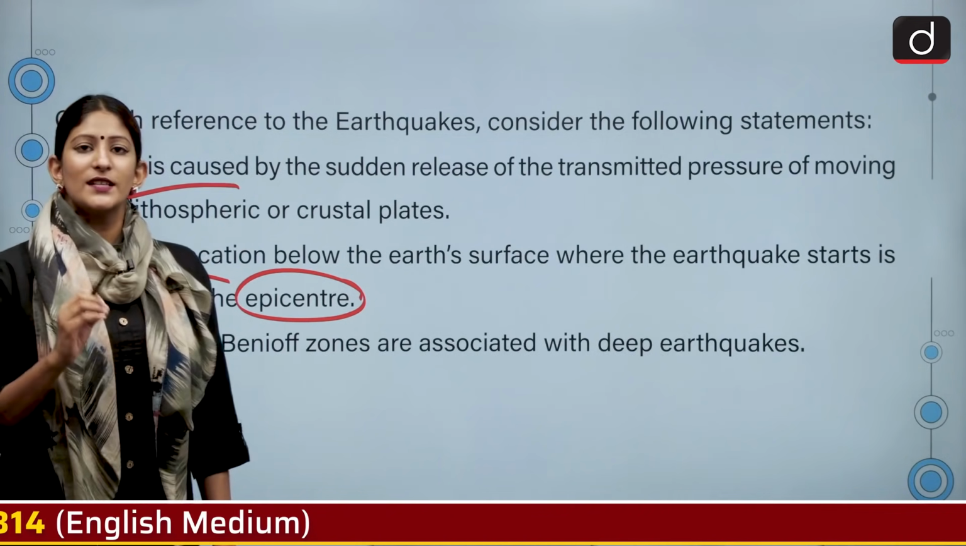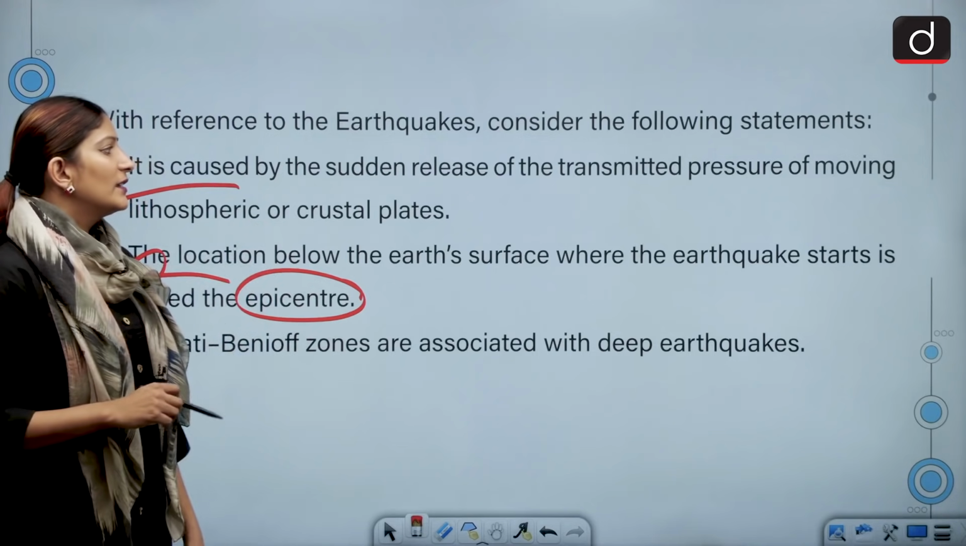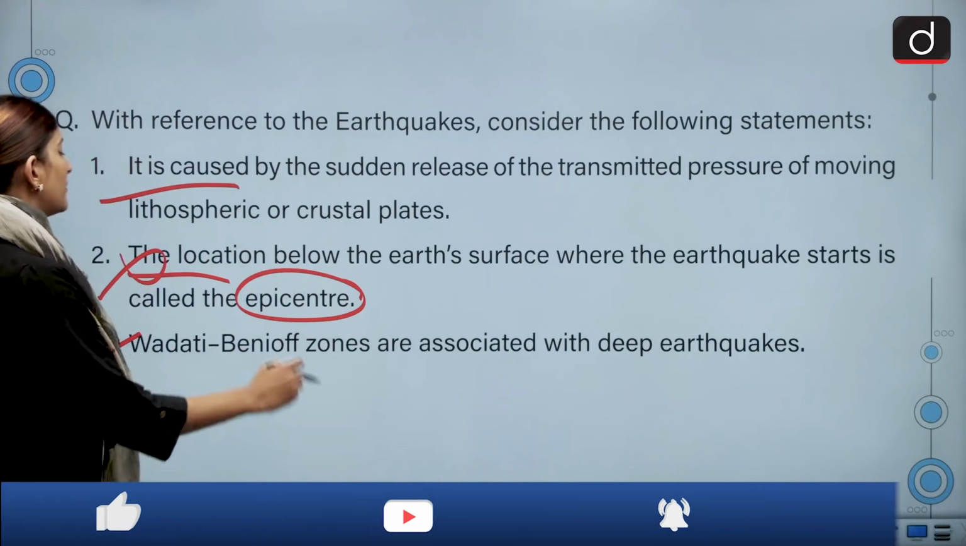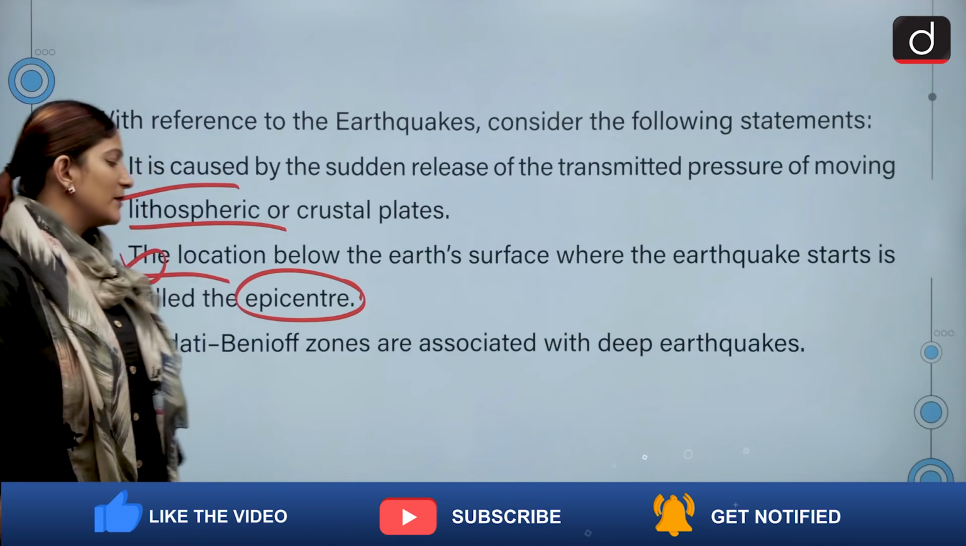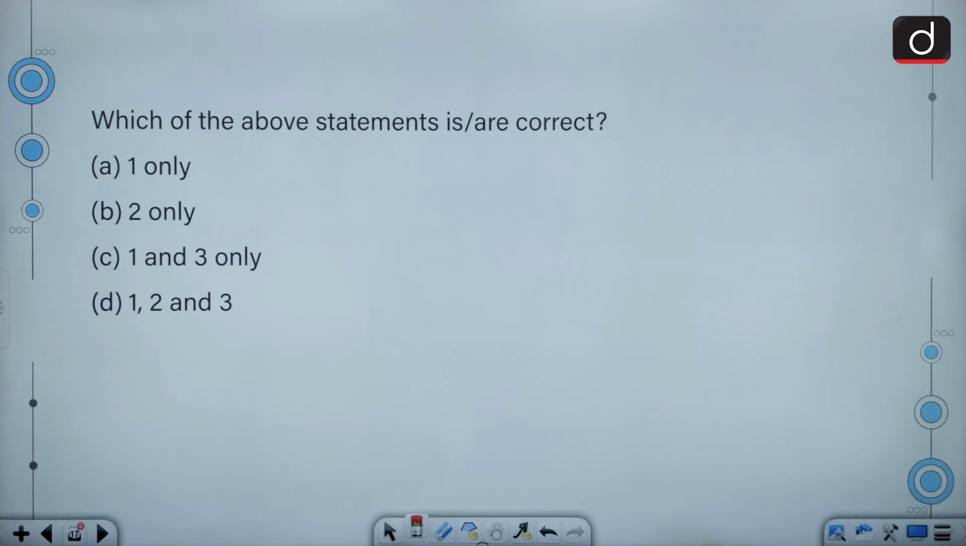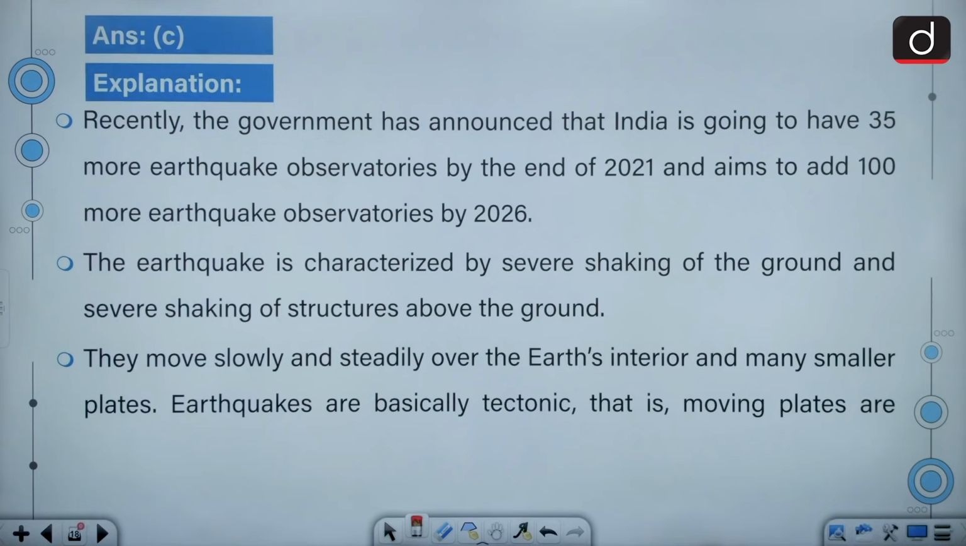Earthquake is caused by sudden release of energy that is transmitted because of the pressure of moving lithospheric or crustal plates. So first and third statements are correct. The correct answer to this question is option C. Recently, the government has announced that India is going to have 35 more earthquake observatories by the end of 2021 and aims to add 100 more earthquake observatories by 2026.